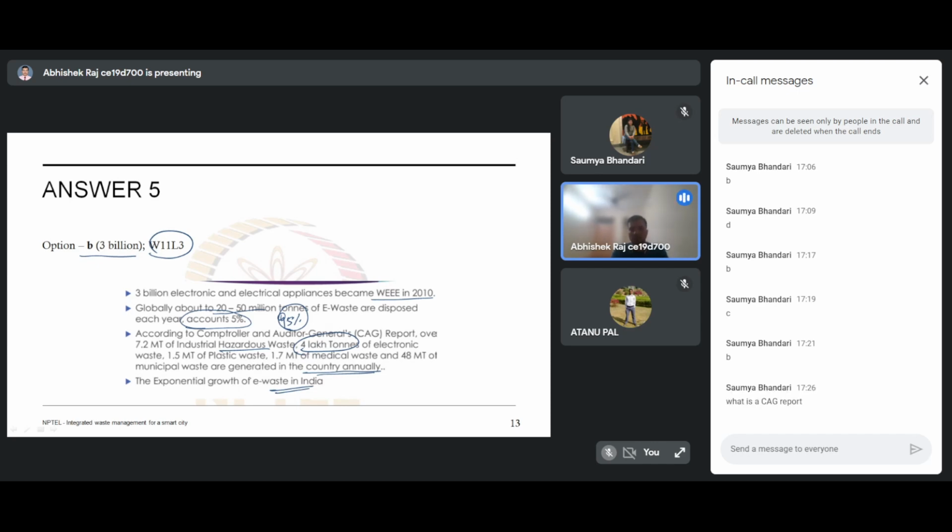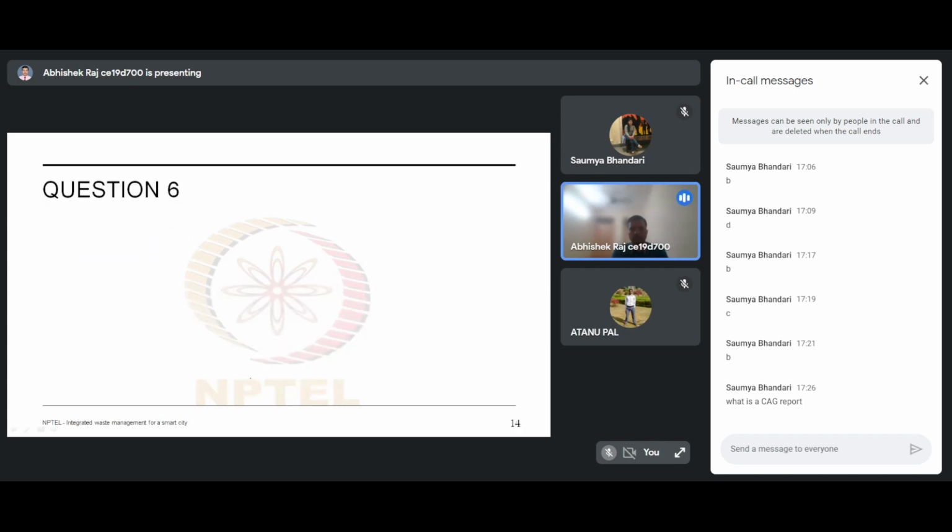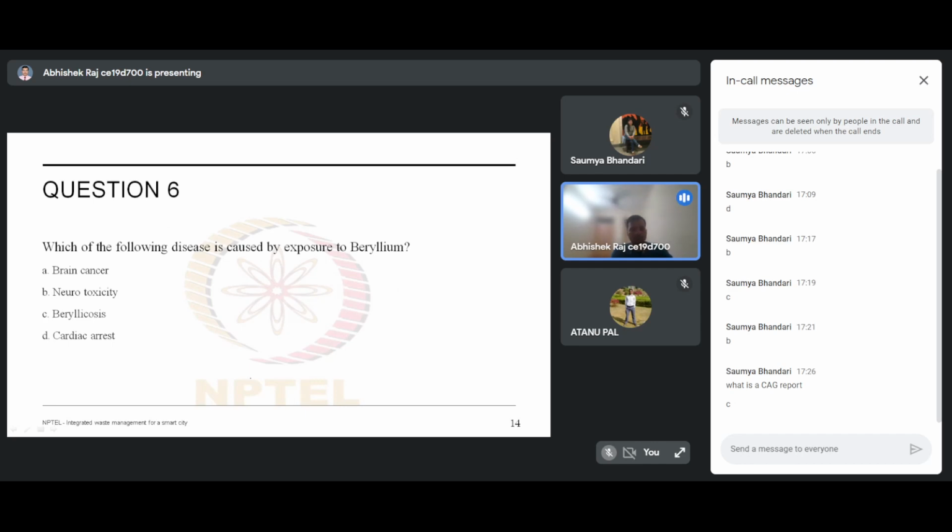Moving on to the next question. So question number 6. Which of the following diseases is caused by exposure to beryllium? The given options are brain cancer, neurotoxicity, berylliosis, and cardiac arrest. So can we have some response for this? So I think we have a response. Okay. C.